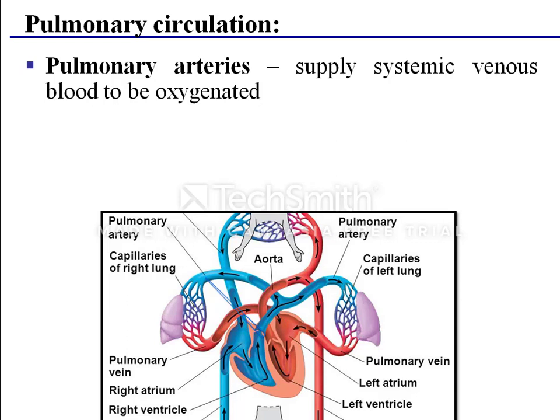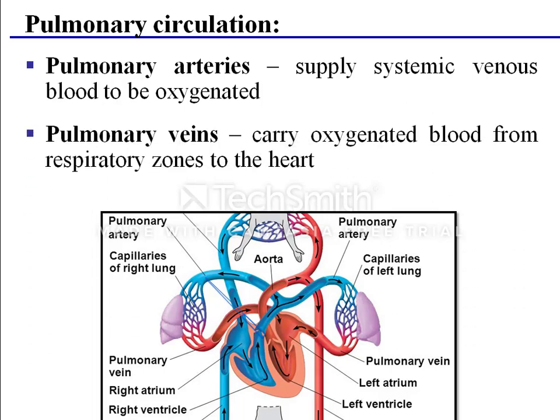So point to be noted here, arteries carry oxygenated blood away from the heart to the tissues, except for pulmonary arteries which carry blood to the lungs for oxygenation. So they carry deoxygenated blood. This is the exception here. And pulmonary veins carry oxygenated blood from respiratory zones to heart. So usually veins carry deoxygenated blood to the heart, but the pulmonary veins carry oxygenated blood to the heart.